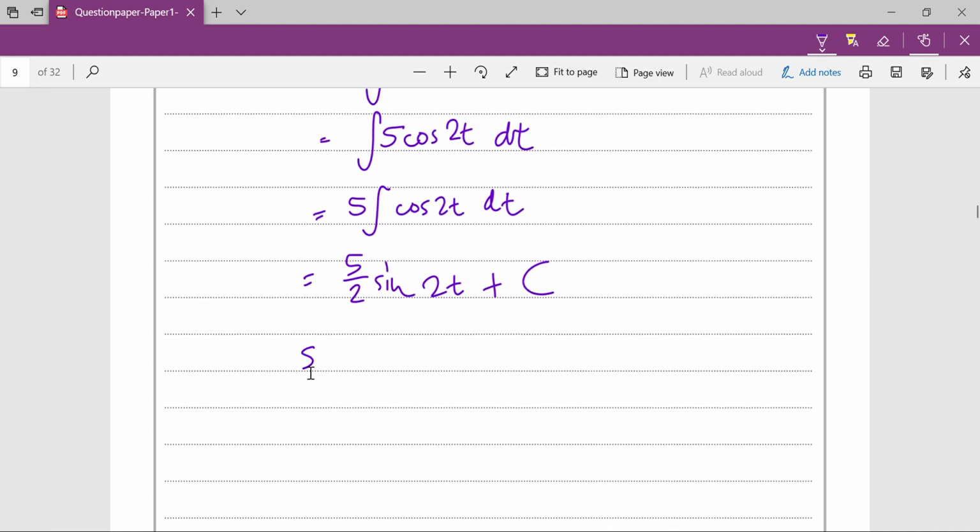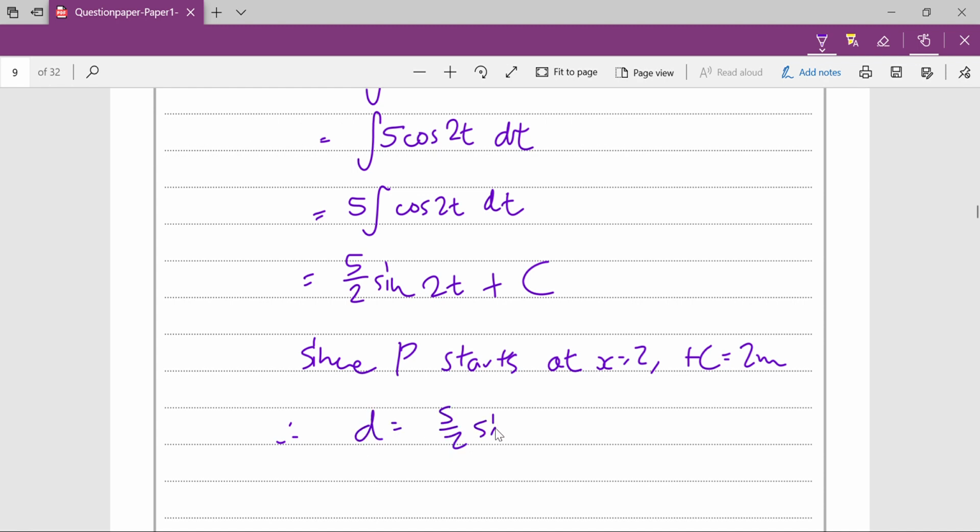And of course, since P starts at x equals 2, c must be equal to 2 meters. Therefore, the distance is 5 over 2 sine 2t plus 2.